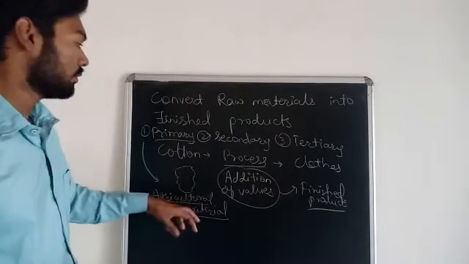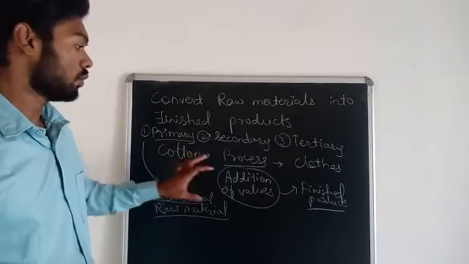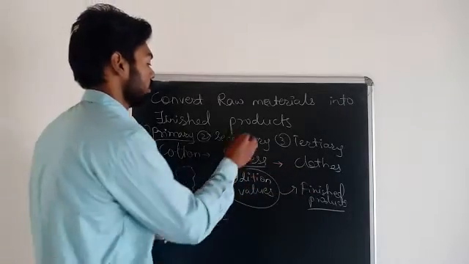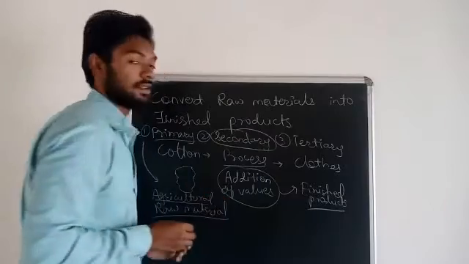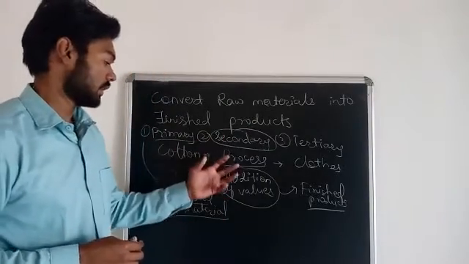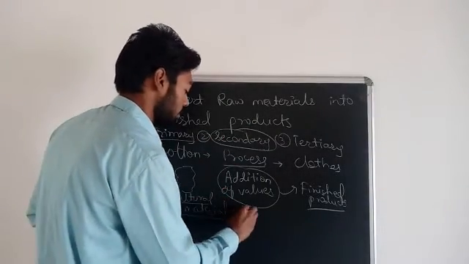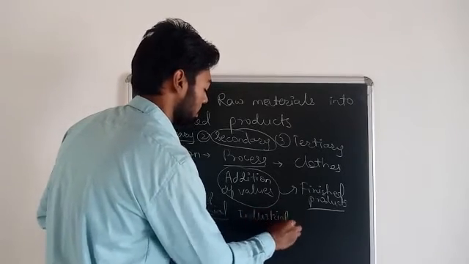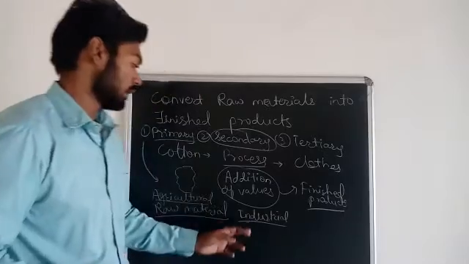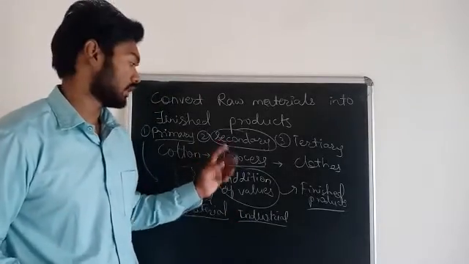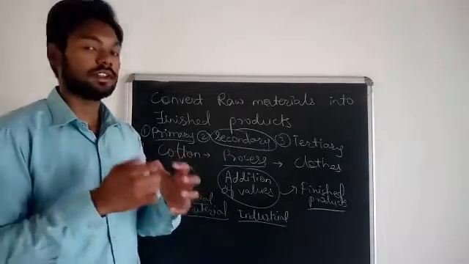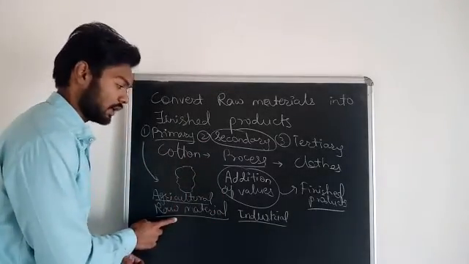Now the process of turning this raw material into finished products is called the involvement of the secondary sector. It means the secondary sector involves industries. Okay, so industrial sectors are what is involved in the secondary sector. This secondary sector is also called the industrial sector because you see, the process is done on this raw material.